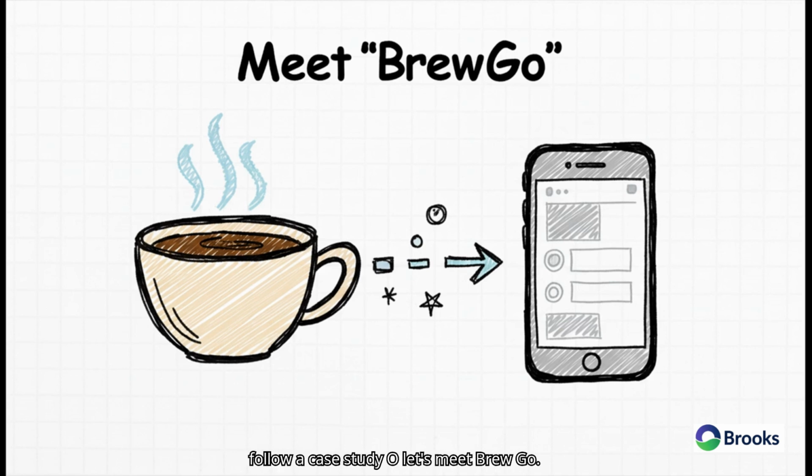You know, to make all this theory really click, we're going to follow a case study. So let's meet Brugo. It's a local coffee shop, and they have an idea for a mobile app so people can order ahead. Sounds simple, doesn't it? But as you're about to see, following a framework like this is what separates a wildly successful app from a frustrating and very expensive failure.